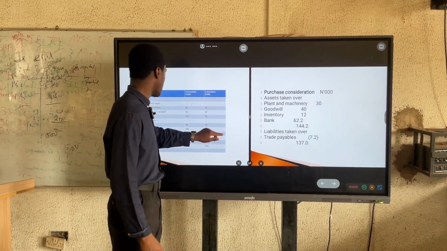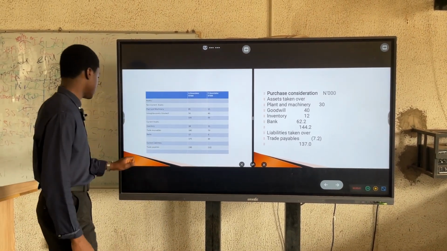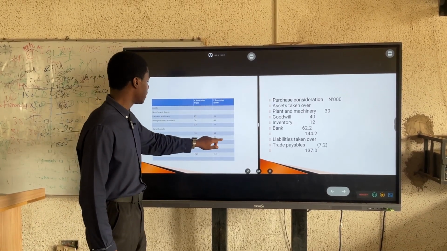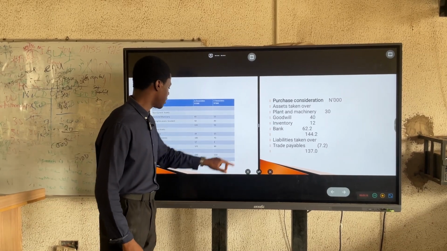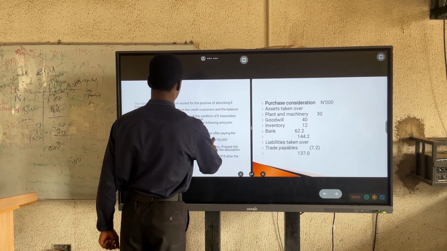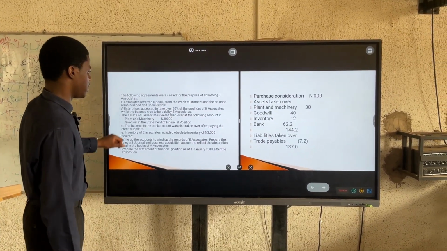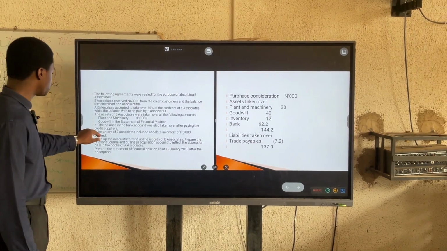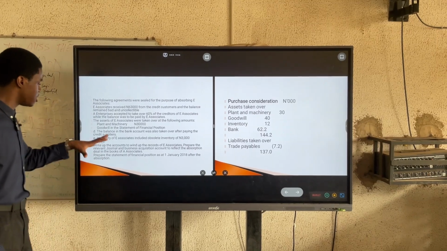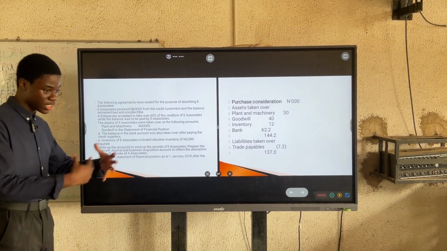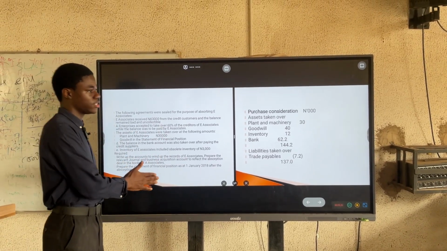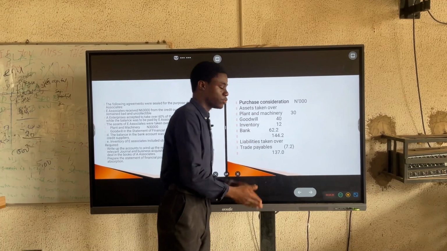Now moving on to inventory. How did they get 12? Notice that in the question for inventory, we have 15,000. It wasn't taken over at 15,000. Why? Because in the adjustments, I need you to follow me very carefully. In the adjustment, it was said that inventory of E Associates included obsolete inventory of 3,000, meaning that the inventory were bad. So therefore, they cannot take over a bad inventory, obviously. So they have to deduct the value of that obsolete inventory from the book value, which was 15, and then they got an inventory of 12, which they're going to take over.